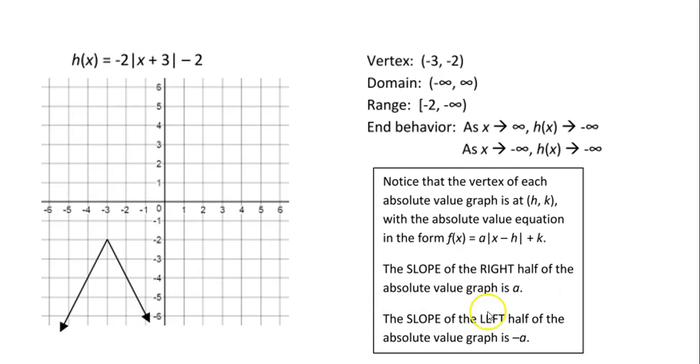And then the slope of the left half is the opposite of a. The opposite of negative 2 is positive 2. So the slope of this half is positive 2. So I go up 2, left 1, up 2, left 1. The slope of this line is positive 2. So we have a general form of our absolute value equations here according to their graphs.